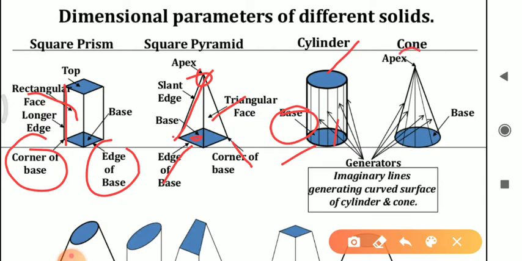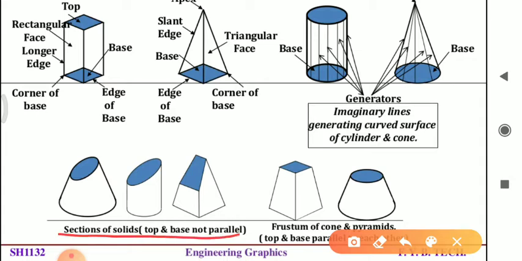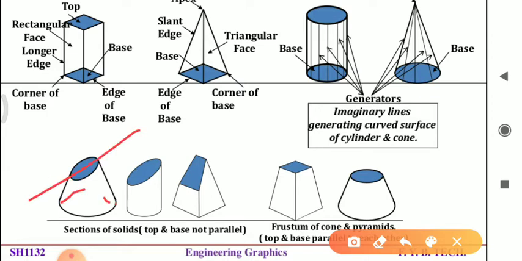In the cone, we call this the apex. This is the base. And these are what are called frustums. Now it is not required for you right now, but you need it in the next chapter. Frustums means sections of solids. First, the section of solids: the top and base are not parallel. What does that mean? See here, this is a cone. The cone is cut at an angle, which is not parallel to the base.